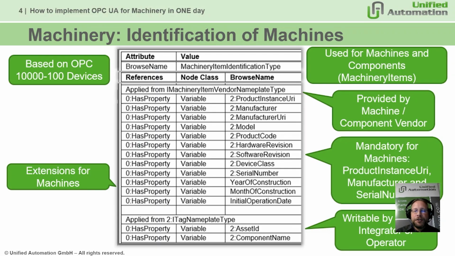One is the identification. Based on the devices specification, we have some extensions for machines, so it does provide things like a product instance URI, a globally unique identification of a device, or in our case a machine. We have extensions like the year of construction, more specific for machines. It can be applied for machines and components. There's a bunch of information which is provided by the machine vendor or the component vendor. We also have capabilities where the system integrator or the operator can add additional information. That's the identification of machines.